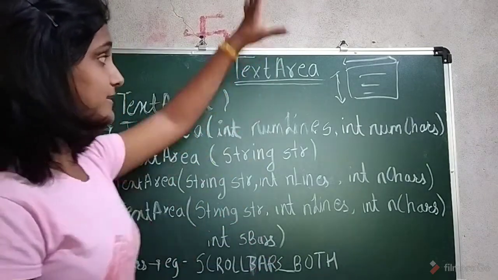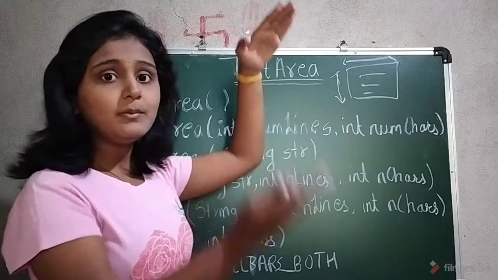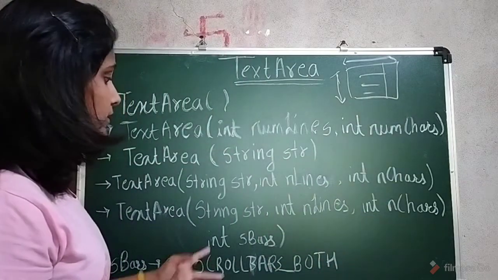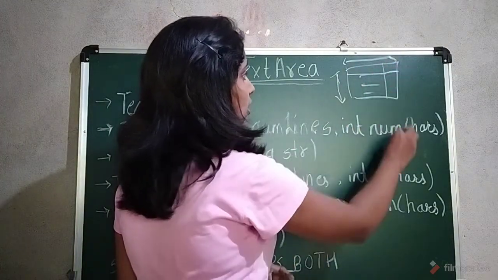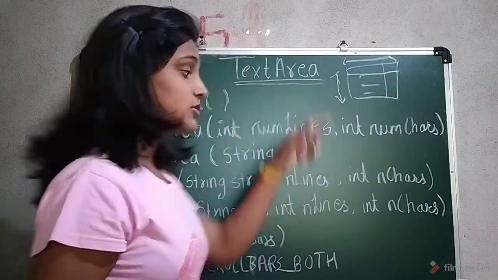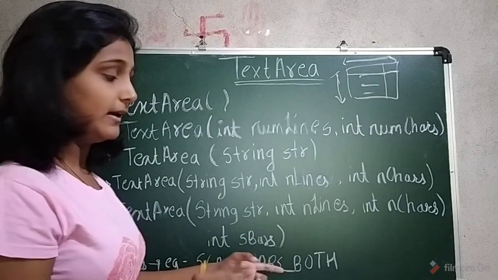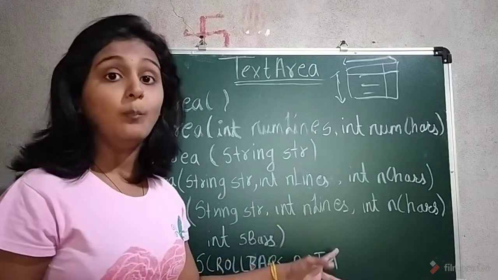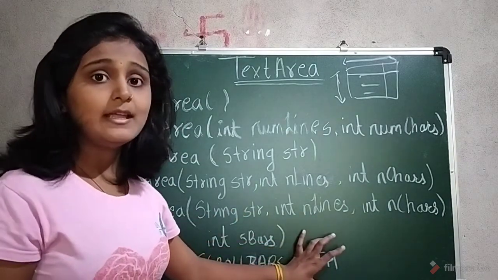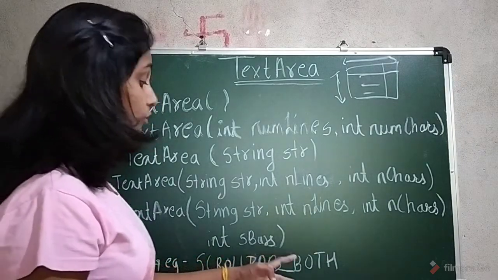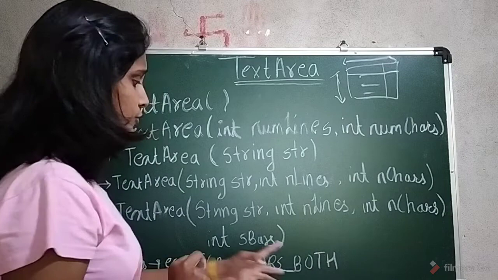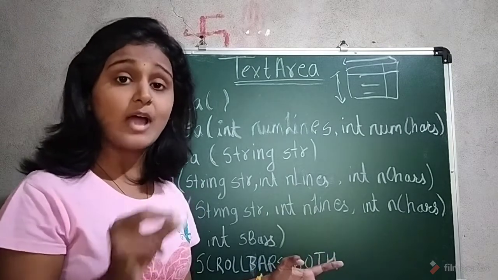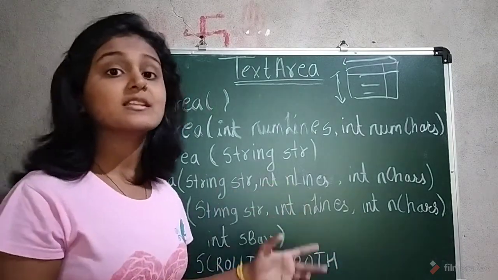Now what does scroll bar mean? As it is going to have multiple lines, it will not be expanded. So here we will have a scroll bar. For that purpose, whether you want a scroll bar for both, or only horizontal, or only vertical, or if you don't want one, here you have to specify the integer scroll bar. Here I have given an example: SCROLLBARS, then an underscore, BOTH. Just remember these are all in capital letters, and here is an underscore. So it will be SCROLLBARS_BOTH, or SCROLLBARS_NONE, or SCROLLBARS_VERTICAL_ONLY, or horizontal, depending upon the requirement of the user.